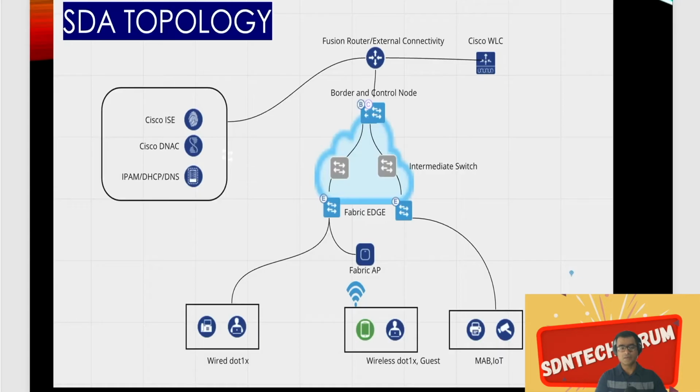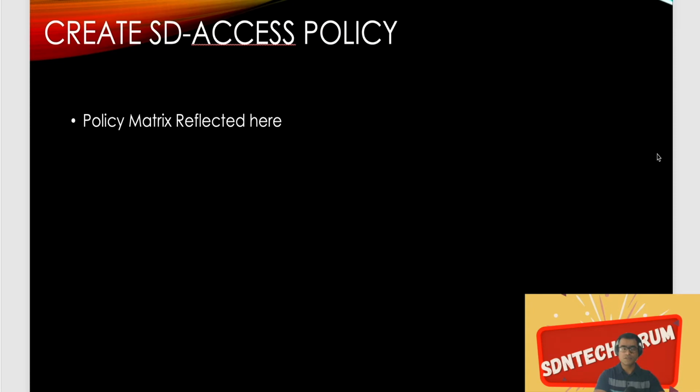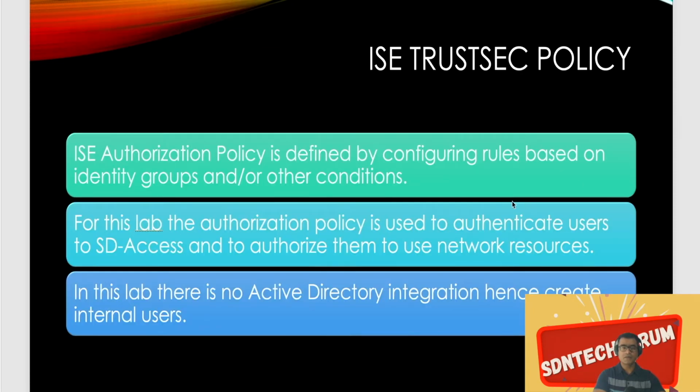Now let's continue building our topology. As you can see, we are hoping to build this topology by the end of this bootcamp. So now we are focusing on the policy side of the house. We have already created DNAC and SD-Access policy. Now we will focus on ICE policy.